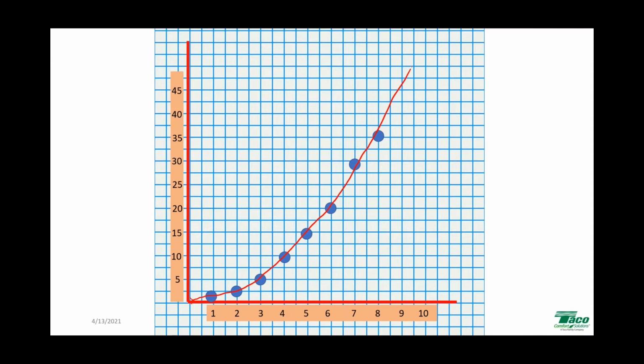Now all we do is we pick a circulator, put it on that system, and wherever the circulator's performance curve intersects that system curve, that's where the system's going to work. Now, what does that look like?